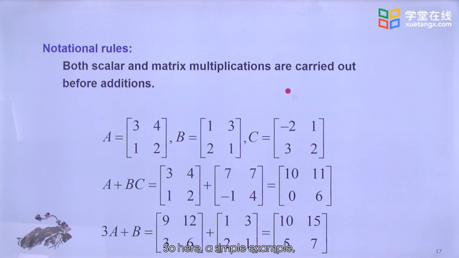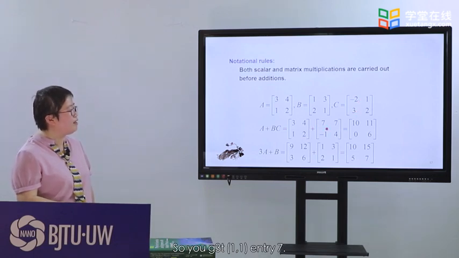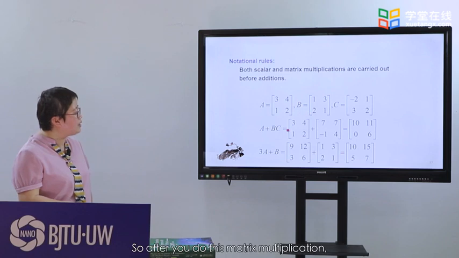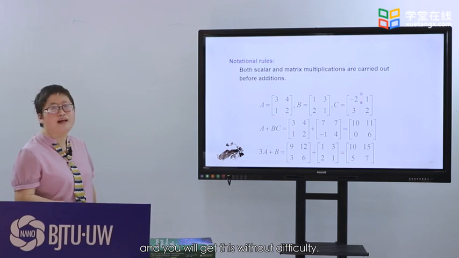Here is a simple example with A, B, C. If I want you to compute A plus B times C, you first do the matrix multiplication B times C. The first entry of B times C is the first row of B times the first column of C, for example. So you get 1 times minus 2 plus 3 times 3, which is minus 2 plus 9, so 7, right? You get 7 as the first entry here. After you do this matrix multiplication, you do the summation, and you will get this result.